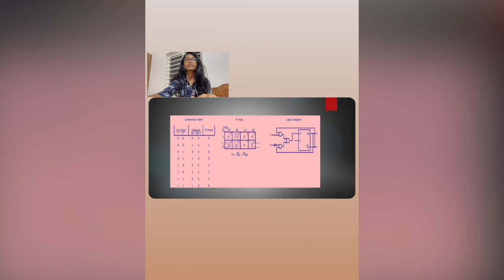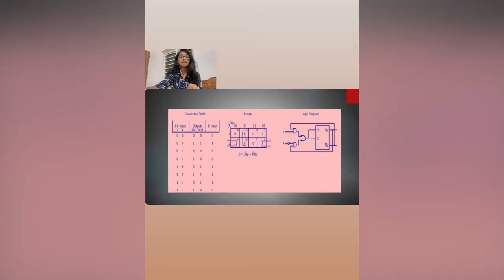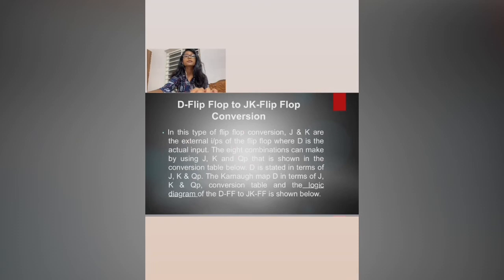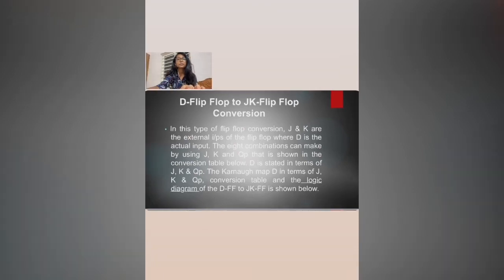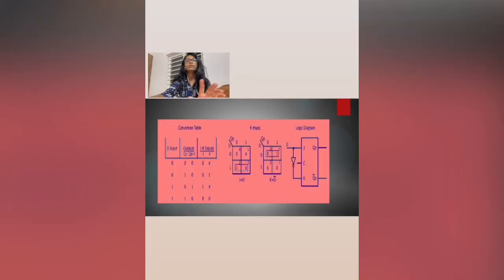A conversion of D flip-flop to JK flip-flop. J complement of QP plus complement of K and table. We can draw a K-map and find out the flip-flop is shown below. J, K and QP conversion table and the logic diagram by using J, K and QP is shown, and now we draw a logic diagram to it.